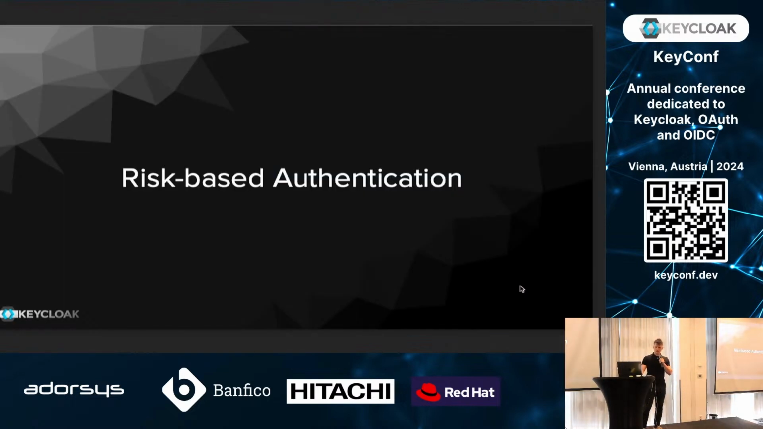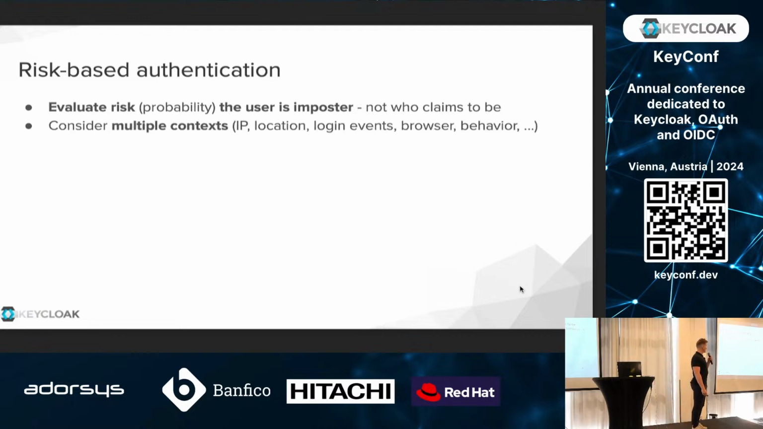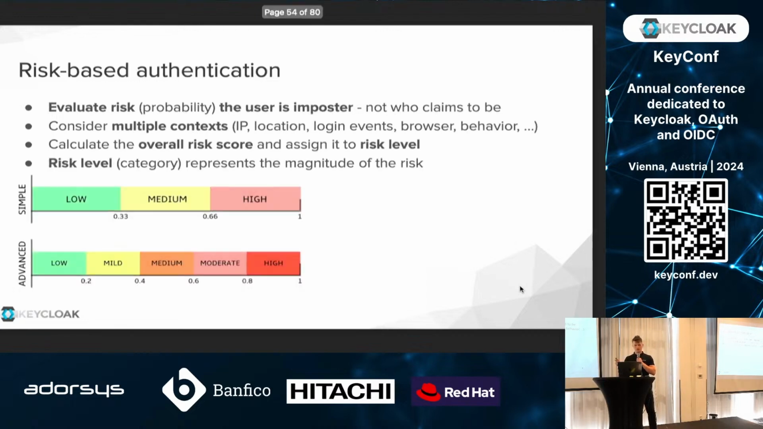We can move on to the second section, which is touching the risk-based authentication. Risk-based authentication just evaluates the risk or the probability that the user is an imposter. It's like not who they claim to be, right? It can consider multiple contexts, as I mentioned: IP, location, login events, browser, or some user behavior change. It calculates the overall risk score and assigns it to a risk level. A risk level is basically a category representing the magnitude of the risk.